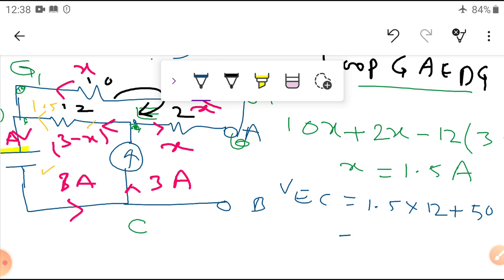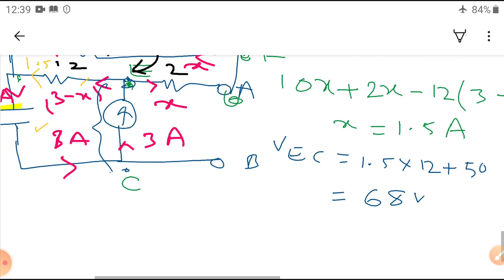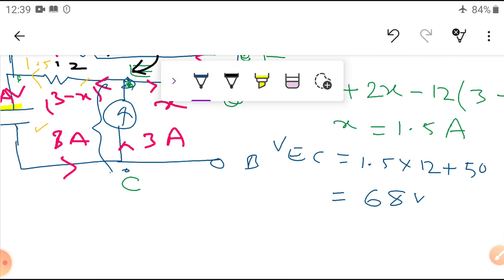Okay, then the voltage is nearly 68 volts, simply multiply it. With that 68 volts we get the voltage across these terminals. If you know this one, then from this value subtract this value. Now I want to know this VAB.